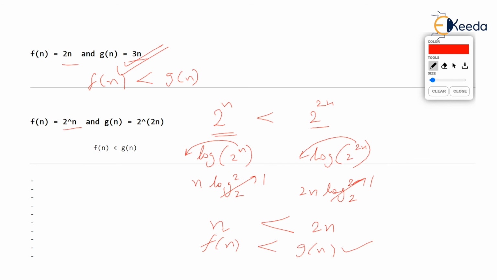More examples like GATE questions I will come up with on this comparison of functions, which will be thoroughly interesting. But I feel that you will find it very easy now after solving so many examples on comparison of functions. Thank you very much.